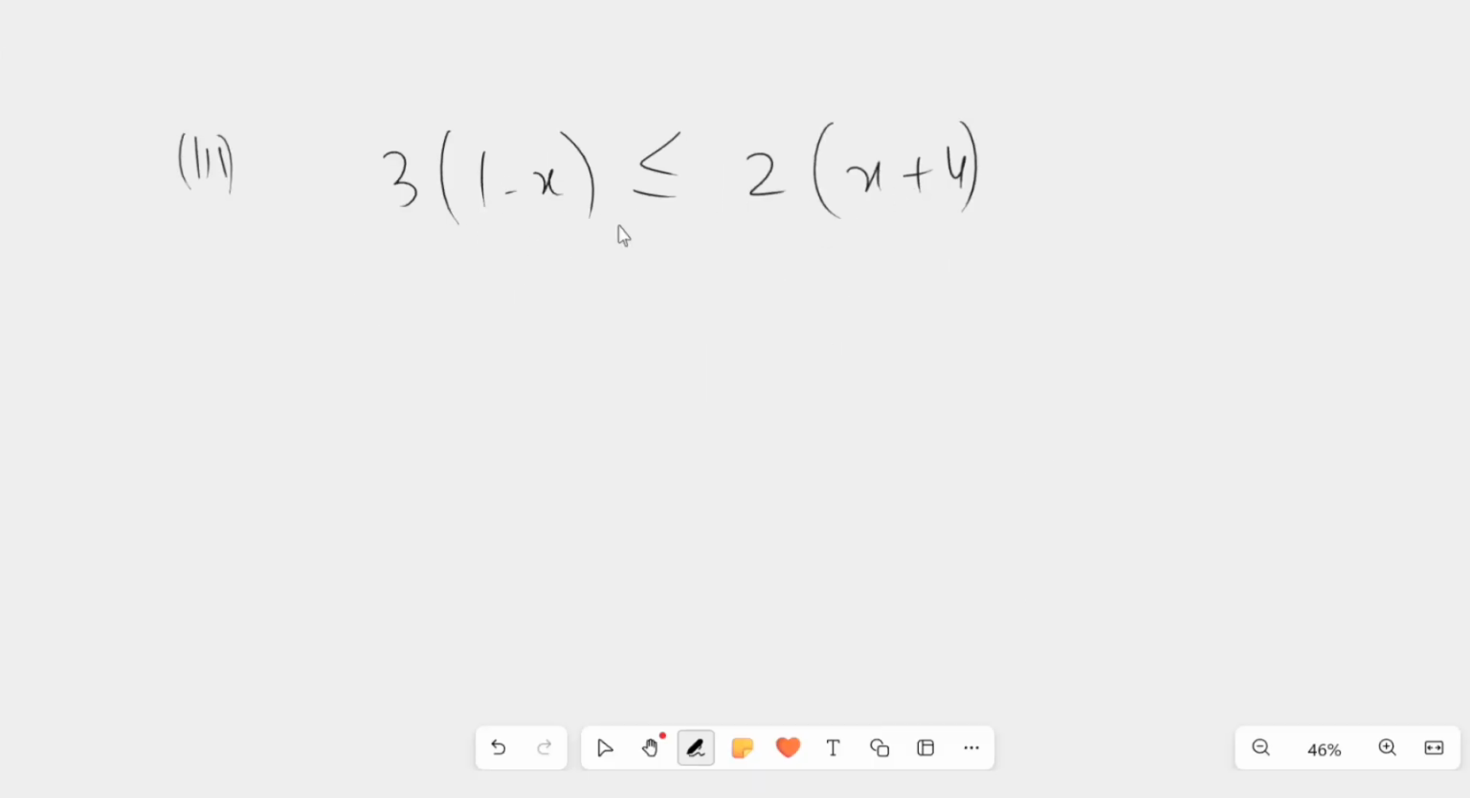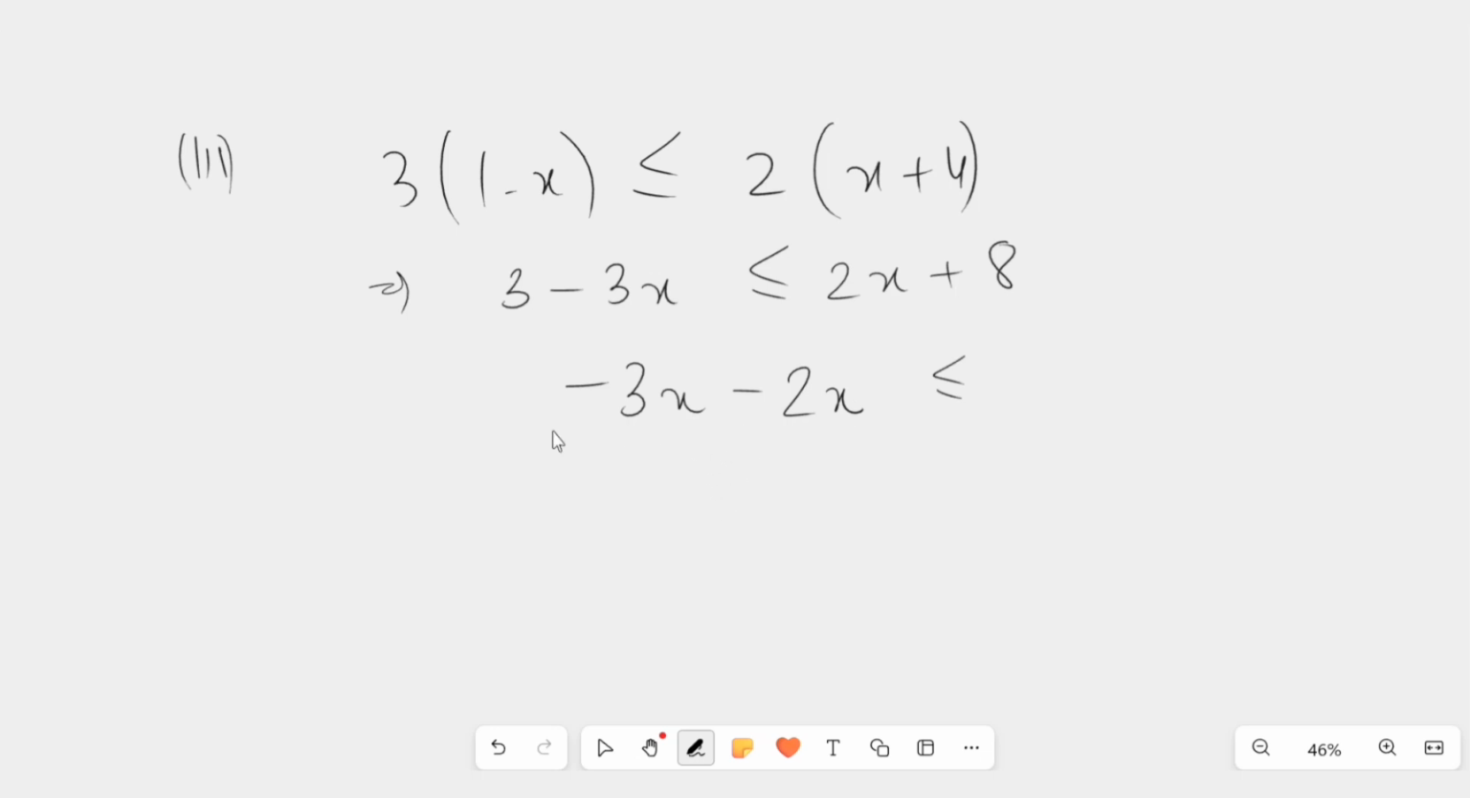We have one more example which looks like this: 3 times (1 minus x) less than or equal to 2x plus 4. Simple. Again you open the bracket. The concepts are very much the same, it depends on the inequality, that's it. Less than 2x plus 2 fours are 8. Again you collect your variables on the left hand side and the constants on the right hand side. Minus 3x, 2x will come here, it becomes minus 2x.